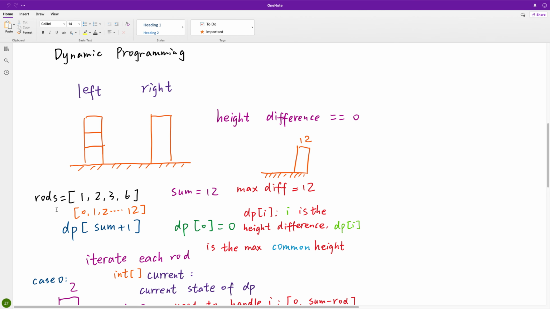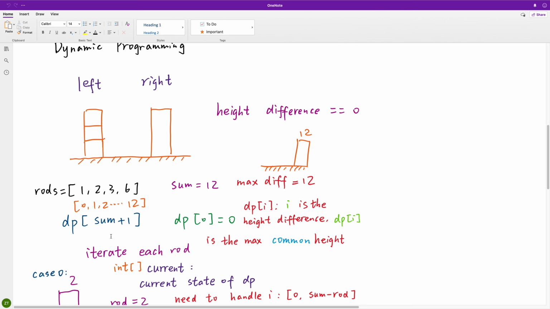For this example, if the rods are these, and we know their sum is 12, then the maximum difference will just be 12, because we put none of the rods in the short set and put all of them, totaling 12, in the higher set. So this is the maximum distance. So for any rods, we know its size is just the sum plus 1, because it's 0, 1, 2, up to 12.